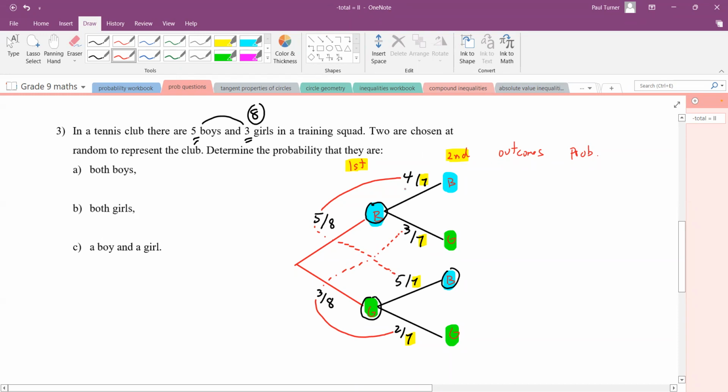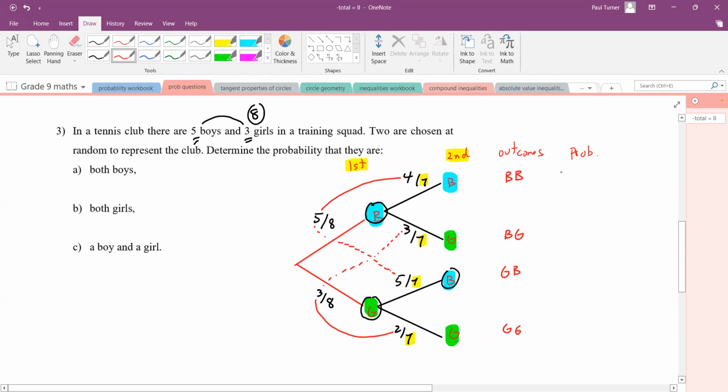So we should write out the outcomes now. We've 2 boys is possible. We could get a boy and a girl. We could get a girl and a boy. We could get a girl and another girl. So our probabilities then would be the product of our probabilities by the multiplication law.